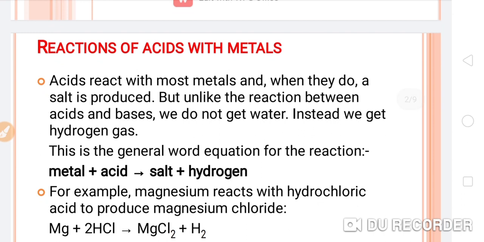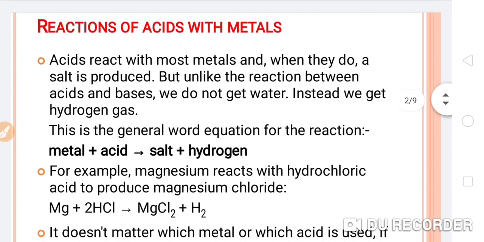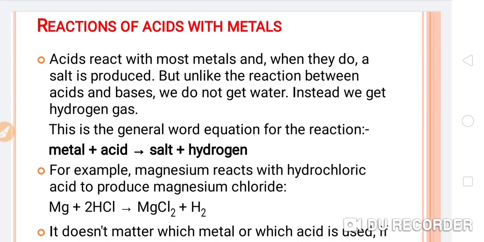Number first, reactions of acids with metals. Acids react with most metals and when they do, a salt is produced. But unlike the reaction between acids and bases, we do not get water. Instead, we get hydrogen. So this is the difference between the reactions. When acids react with metals, we get hydrogen gas, and when acids react with bases, we get water. So this is the difference.